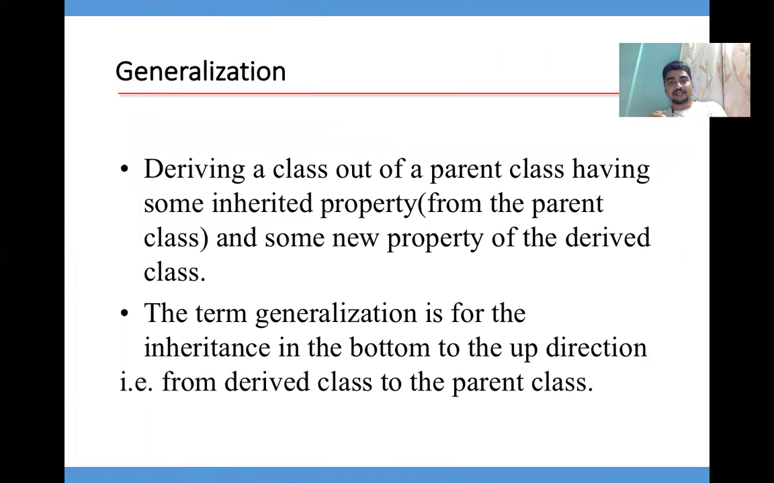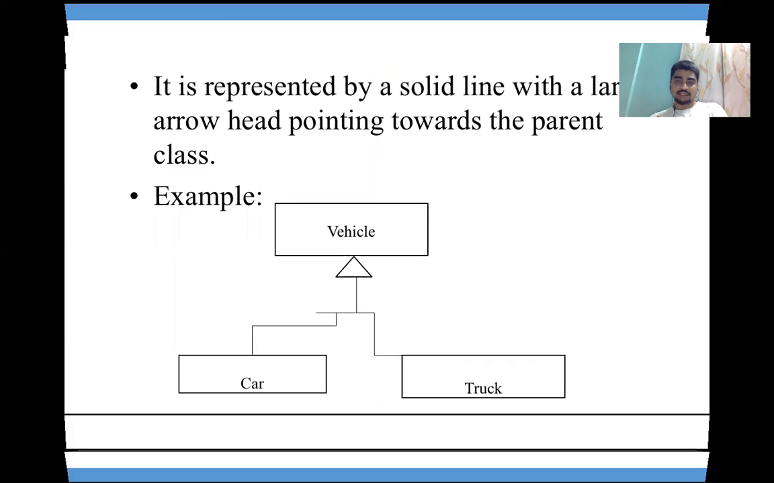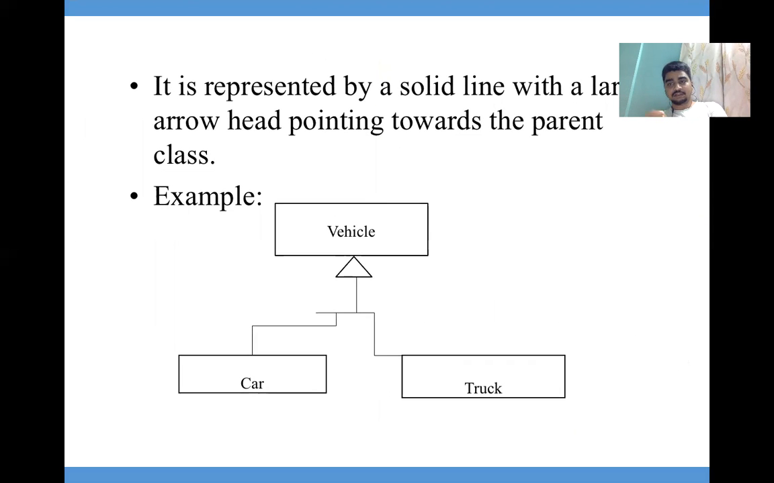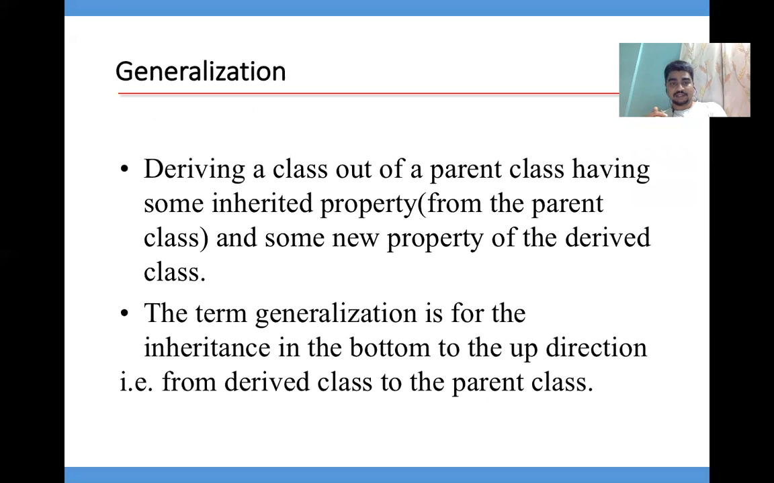Generalization is deriving a class out of a parent class, having some inherited properties and some new properties of the derived class. Generalization is a form of inheritance in the bottom-to-up direction. For example, car and truck, and the generalized version is the vehicle. You can represent it by a solid line with the head pointing in the upward direction. So generalization is basically deriving a class out of a parent class having some inherited properties. It's one type of inheritance, but here the inheritance is in a bottom-to-up direction.